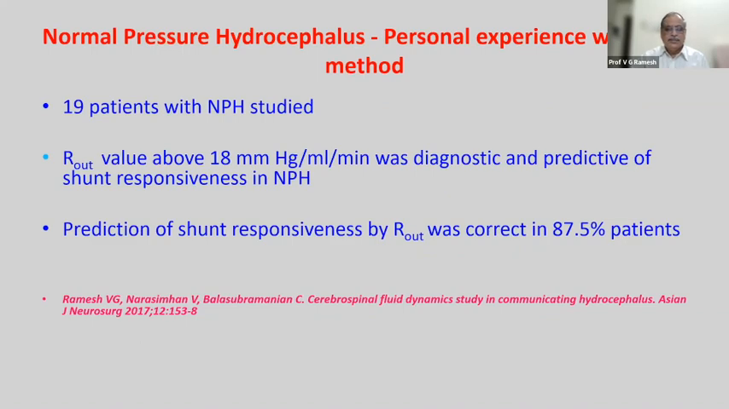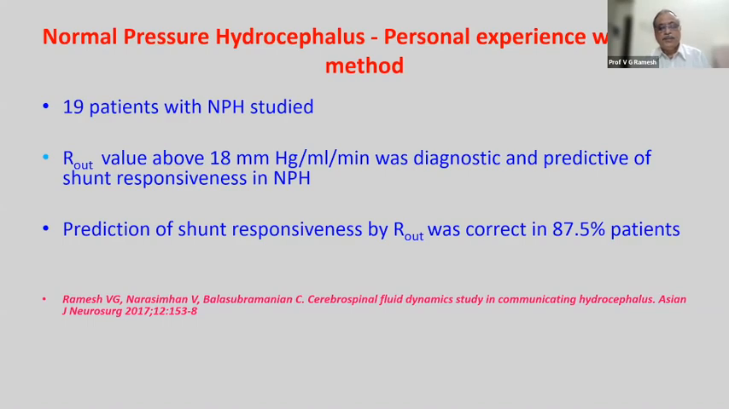So in a small study, which we have published in the journal, but we are doing this as a routine nowadays, in the Madras Institute of Neurology, and also in the place where I work, this method is being routinely used in the diagnosis of normal pressure hydrocephalus. In the small study we have published, we had 19 patients with normal pressure hydrocephalus, where we took a value of about 18 millimeters of mercury per ml per minute as the diagnostic of normal pressure hydrocephalus and the shunt responsiveness for NPH.